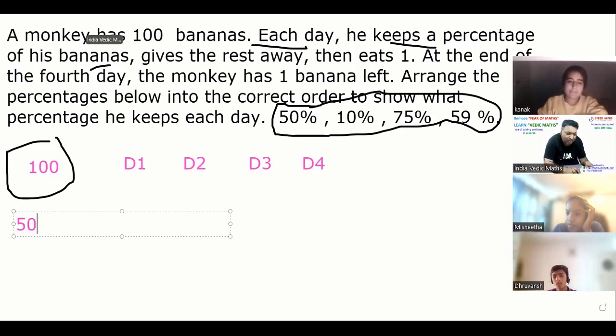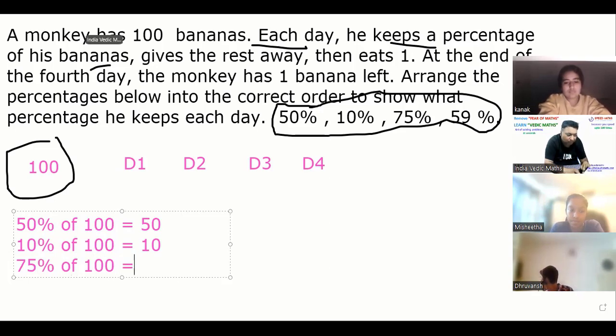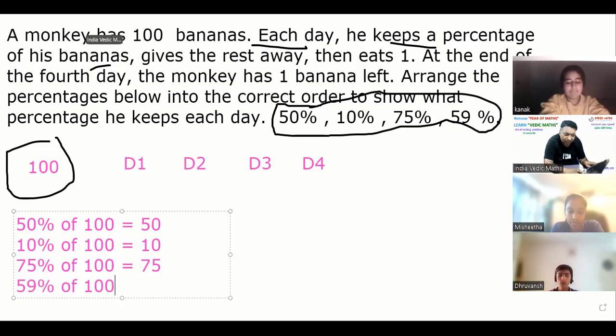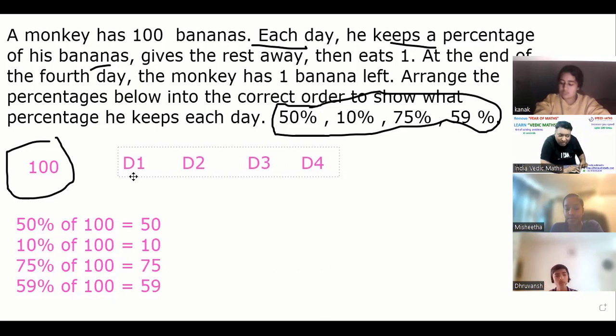What is 50% of 100? 50, right. What is 10% of 100? 10. What is 75% of 100? 75. And what is 59% of 100? 59. So as of now, all four answers are valid, right? We don't know which one is which.